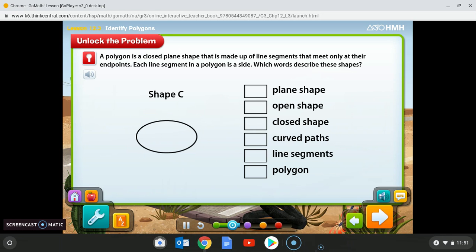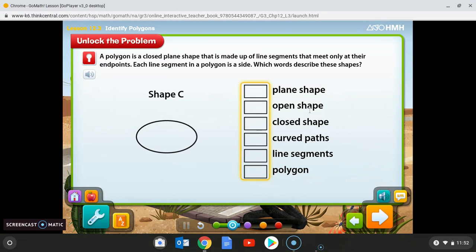Here we go. This is an oval. Yeah, so you're thinking circle. It's not quite a circle. It's an oval because it's a little bit stretched out. So we're going to go through the same questions. Can we draw this shape on a piece of paper? Is it a plane? Yes.